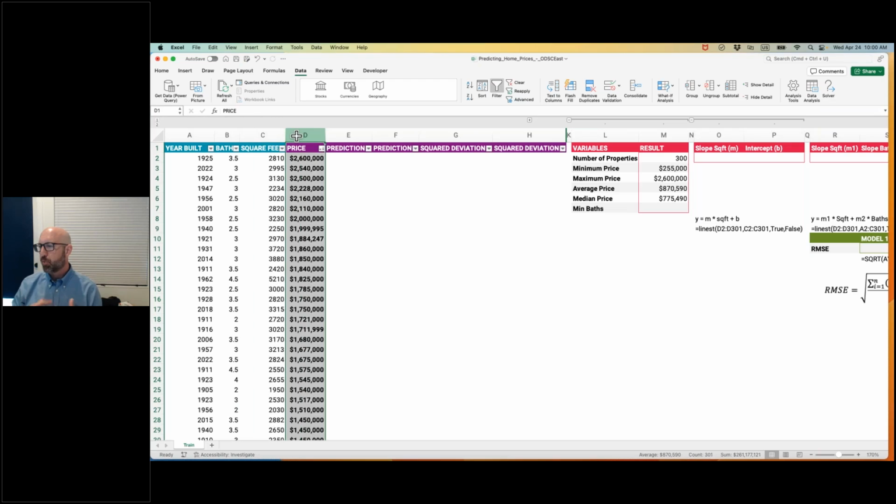So I have done some exploratory data analysis already, so I'm gonna bring this to the minimum bath. So please put in the chat, what would you expect to be the minimum number of bathrooms in a data set of home prices? So how many bathrooms would you expect to be the minimum? So please type it in the chat.